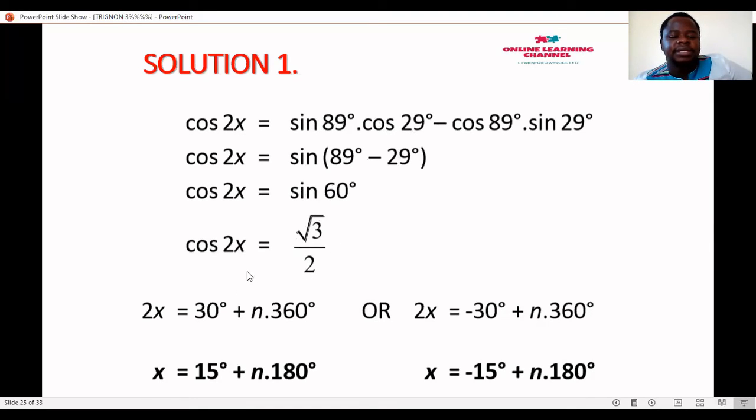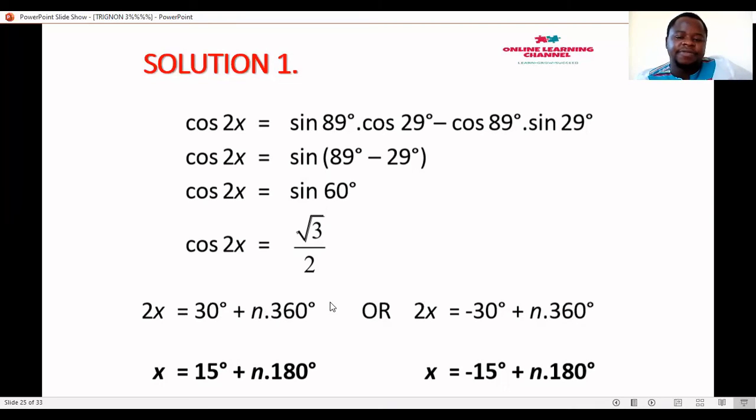You can just come here, and then you get 2x equals arccos of root of 3 over 2, which will give you 30. And then you've got 2x equals 30 plus n multiplied by 360, or k multiplied by 360, it is up to you.